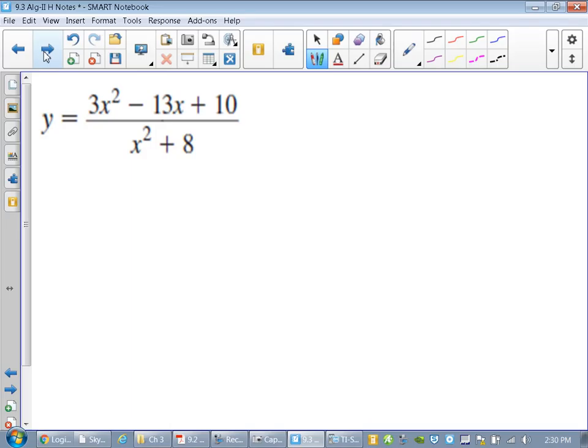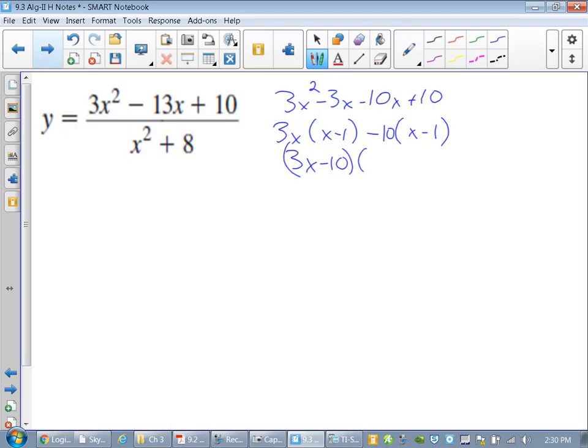Oh boy, leading term coefficient not equal to 1, which means we want to group. What times what is 30, and you add together to get negative 13? Negative 10, negative 3. So 3x squared minus 3x minus 10x, and you group it. So you have terms of (3x minus 10) and (x minus 1). That gives you x-intercepts of 10/3 and 1.